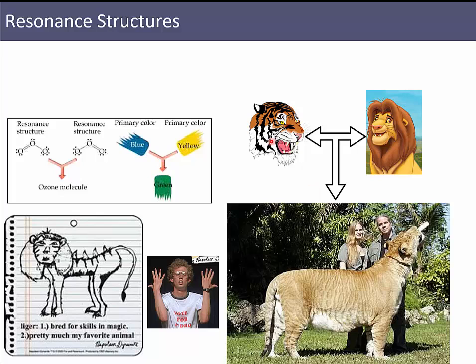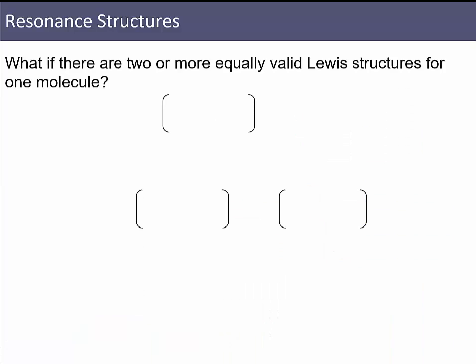So if there are 2 or more equally valid Lewis structures for one molecule, like our nitrate, we can draw 1 for nitrate.